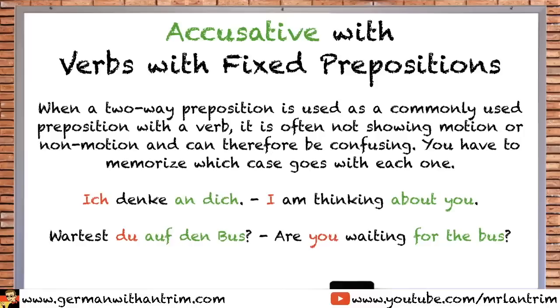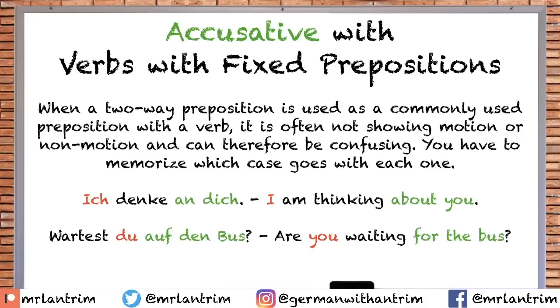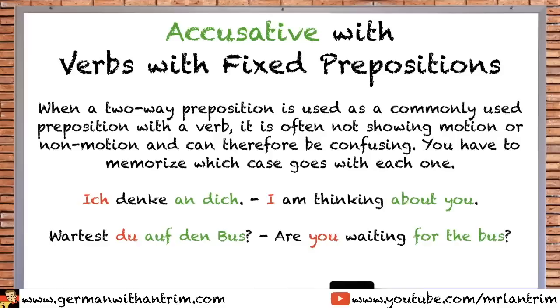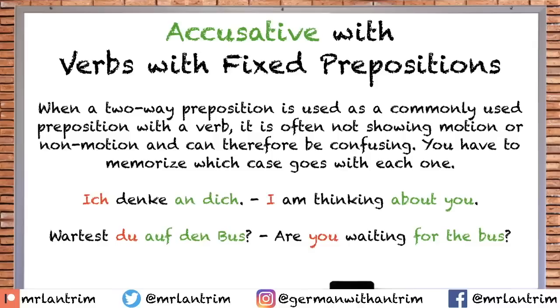Wartest du auf den Bus? Are you waiting on the bus? In this case you have auf den Bus, because it's again accusative case. If you're waiting on something or waiting for something, it doesn't make sense that it's either a location or not location, or if it's a change of location. You can't really make that argument here because it doesn't make a whole lot of sense. So auf den Bus in this case is accusative just because it's being used with the verb warten.